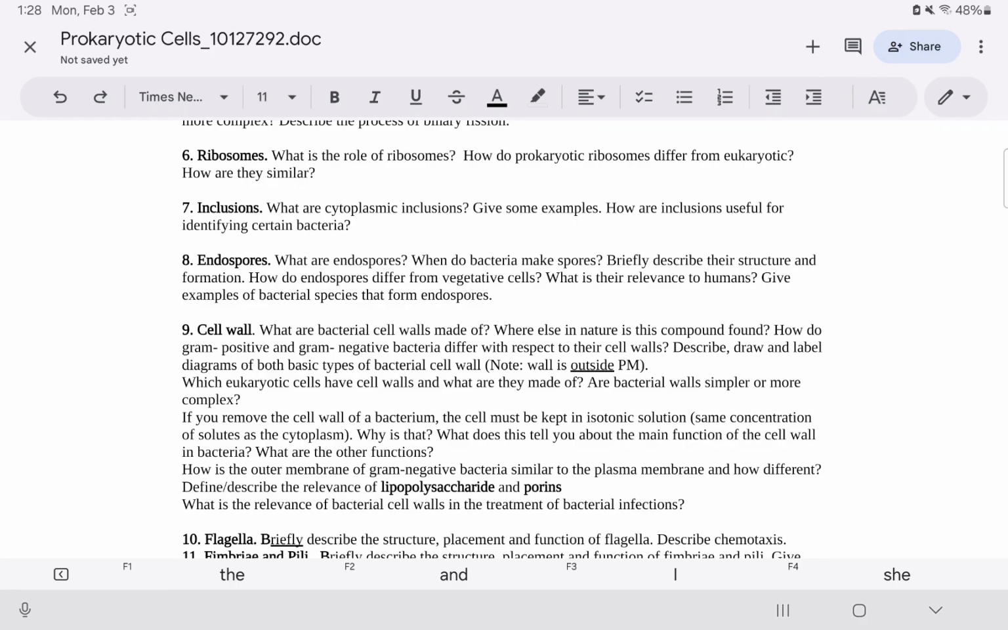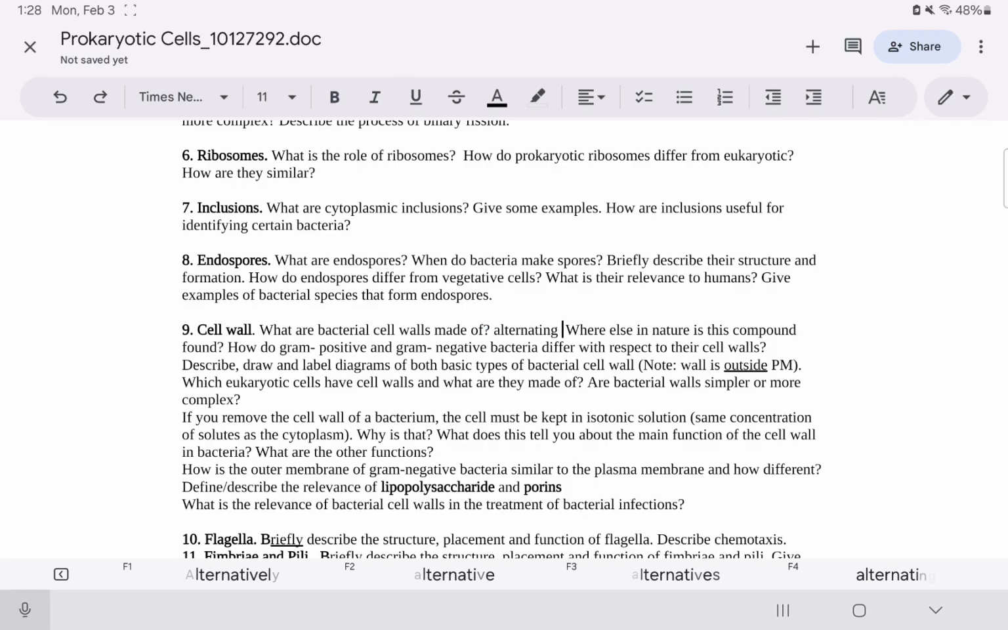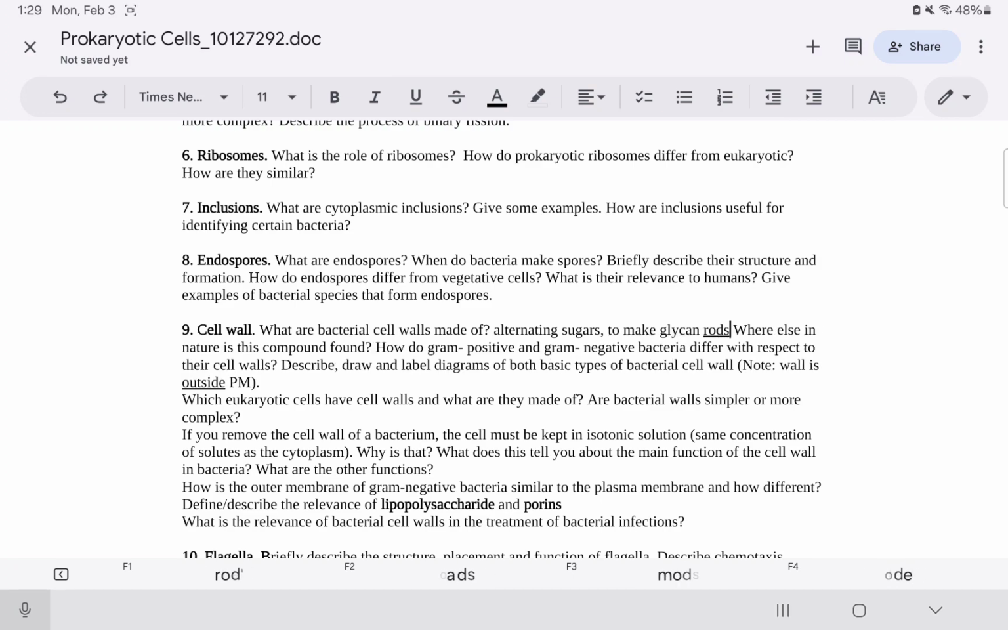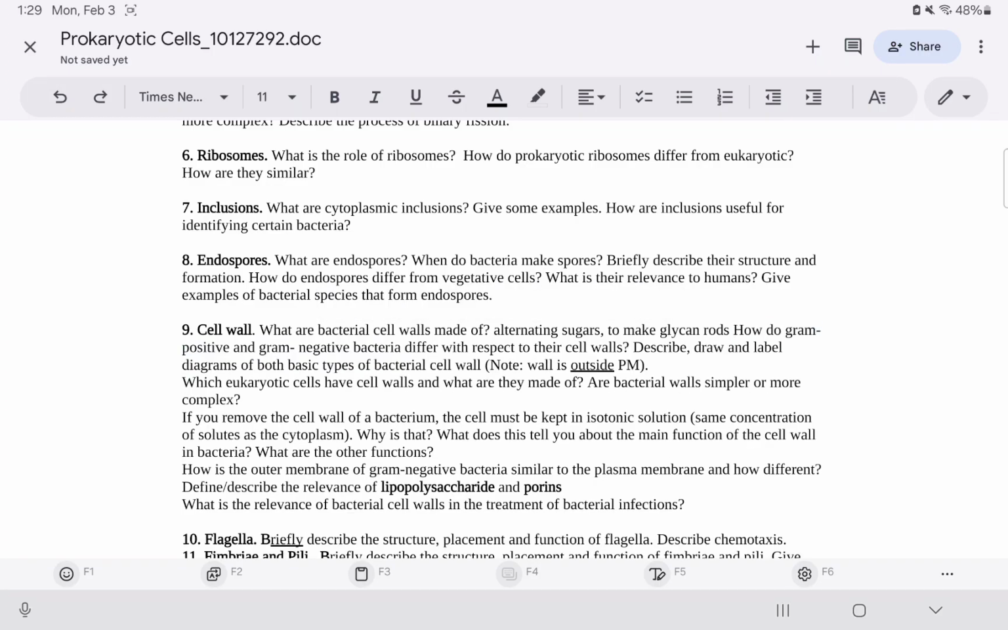Okay? So very good. Cell wall. These are alternating sugars, N-acetylglucosamine and N-acetylmuramic acid, alternating to make long rods called glycan rods. Where else in nature is this compound found? No, I'm not asking that question. How do gram-positive and gram-negative bacteria differ with respect to their cell walls, thick and thin? Don't forget the amino acid crosslinks, D amino acids, described, they're all labeled.